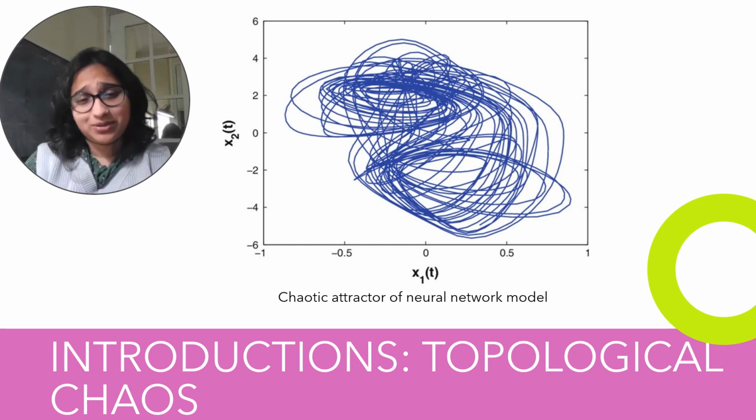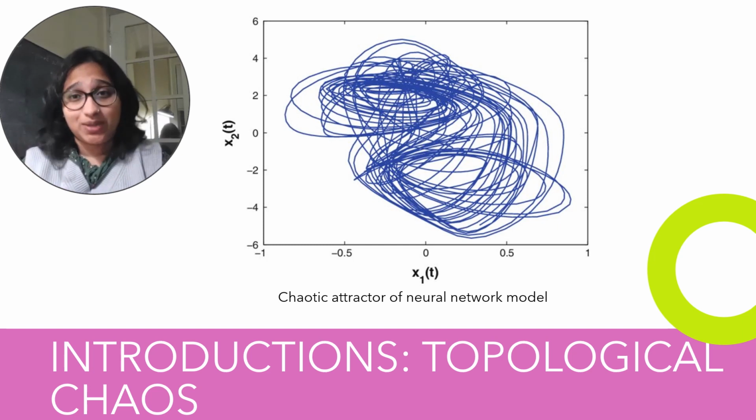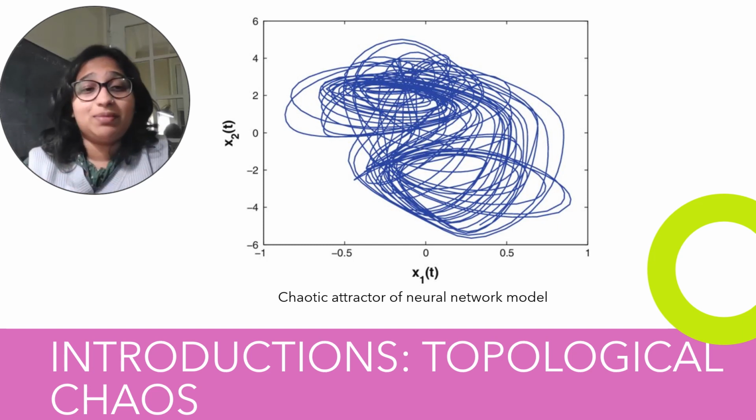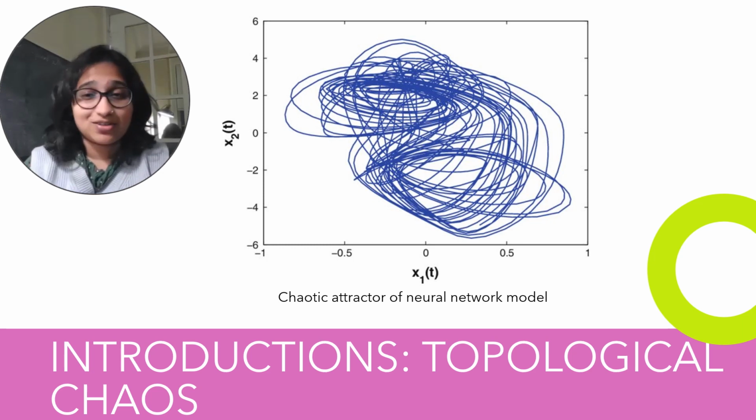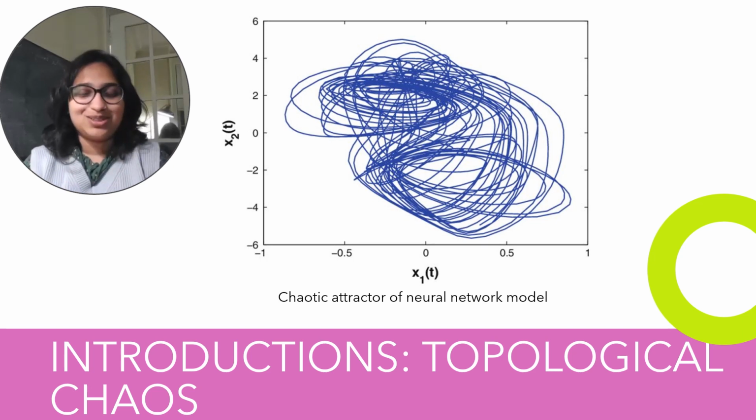The chaotic attractor represents the system's trajectory in phase space, and the complex structure of the attractor reflects the topological features of the network. In a complex network, small changes in the network topology can lead to large changes in the system behavior, and this can be seen in the shape and structure of the chaotic attractor. As we make small changes to the network topology, we can observe how the structure of the chaotic attractor changes, reflecting the topological changes in the network.